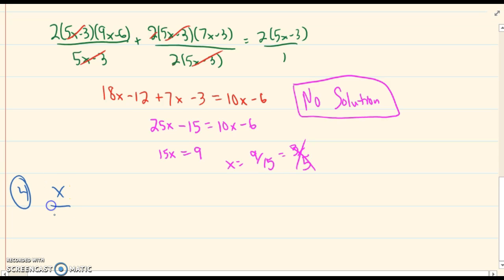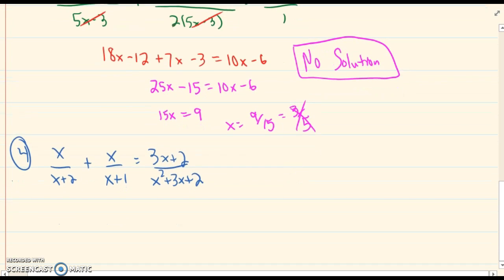So the next one, we got x over x plus 2 plus x over x plus 1 equals 3x plus 2 over x squared plus 3x plus 2. So, yeah, it looks like all the denominators are completely different. But again, let's be smart and actually factor that one, x plus 2 and x plus 1. So this is going to make it a little bit easier for us to solve, because at this point you might see that our LCD is just each of those factors, x plus 2 and x plus 1.